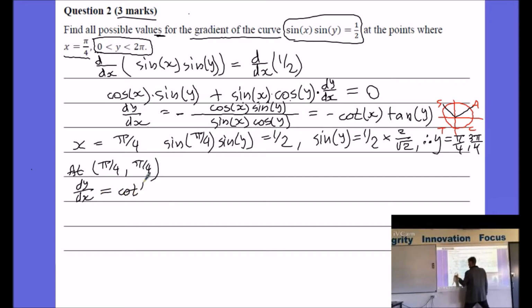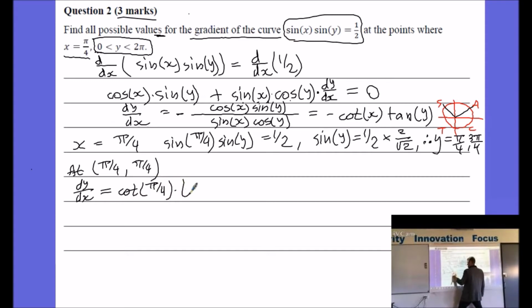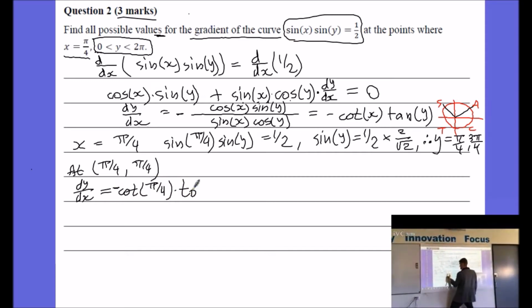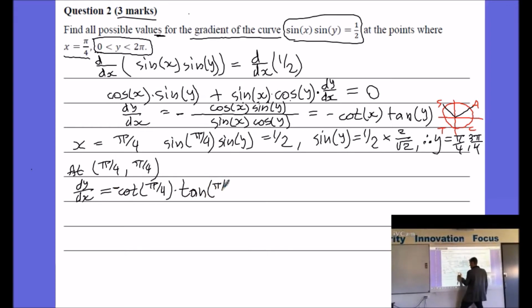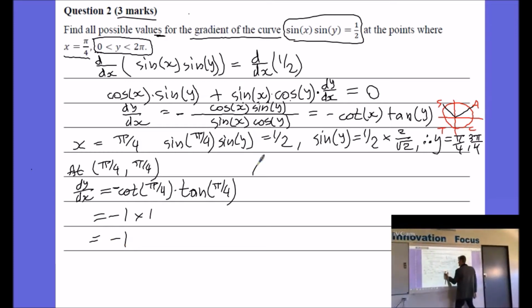Okay, so cot of pi on 4 multiplied by, this is the negative cot being the correct gradient function, tan of pi on 4. Cot of pi on 4 is a 1. Tan of pi on 4 is also 1, so we get the value gradient for -1. Alright, what about at the second point? At pi on 4, 3 pi on 4.